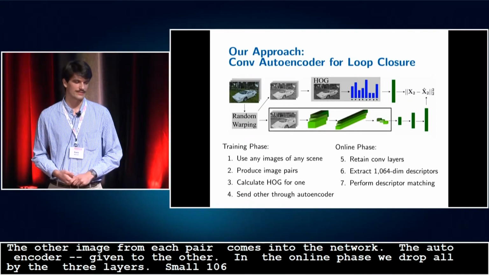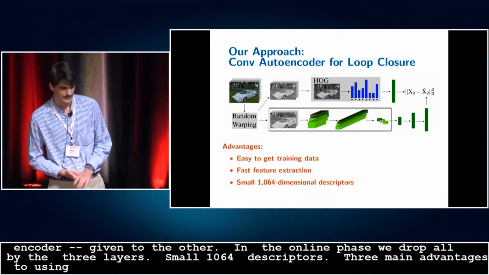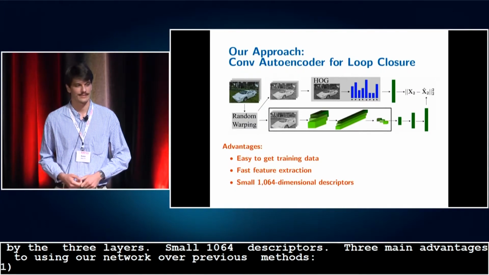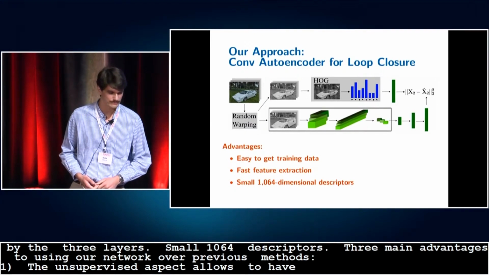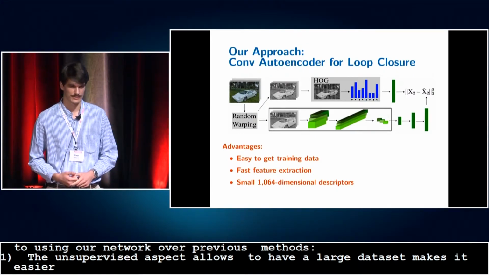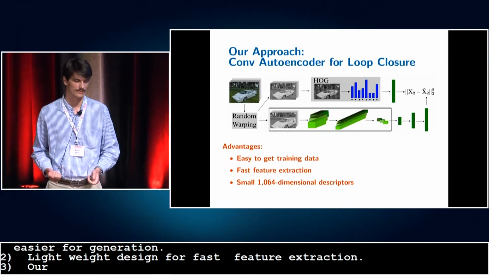There are 3 main advantages to using our network over previous methods. First, the unsupervised aspect allows us to obtain a large training data set, which makes for easy generalization. Second, the lightweight design allows for fast feature extraction. And finally, our descriptors are small enough for fast matching, but large enough to remain robust.